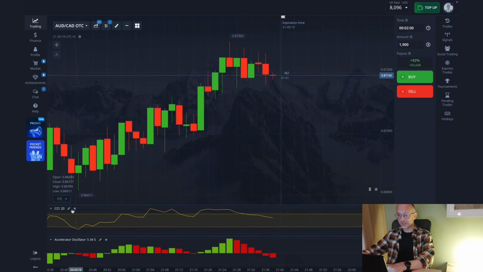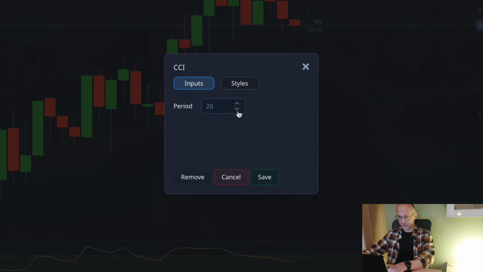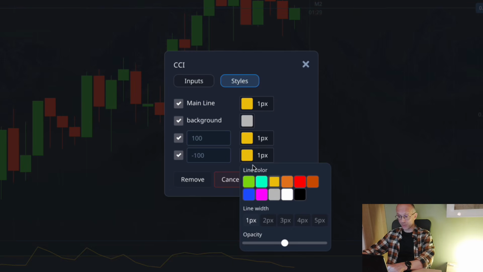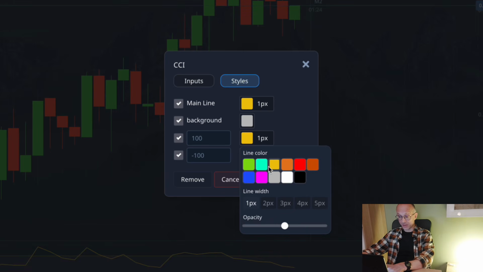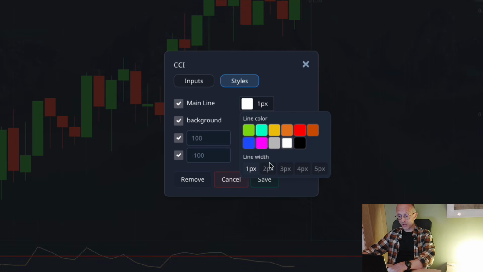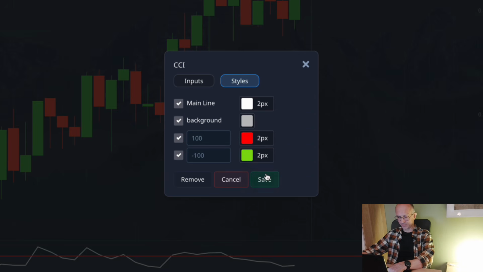Let's configure the CCI first. Set period to 10. Go to Style and make the background gray. Set the -100 line to green, width is 2. Move the opacity to the right. Let's set the 100 line to red, width 2. Let's move the opacity to the right. And set the main line to white, width is 2, and save.